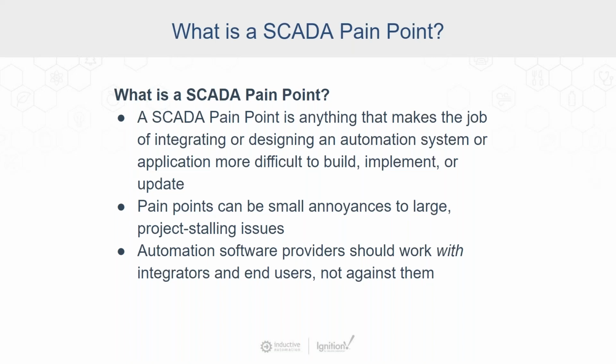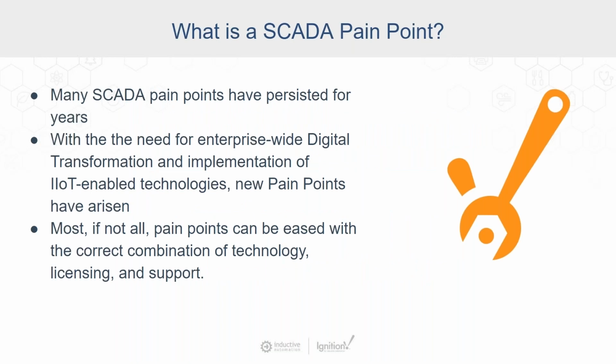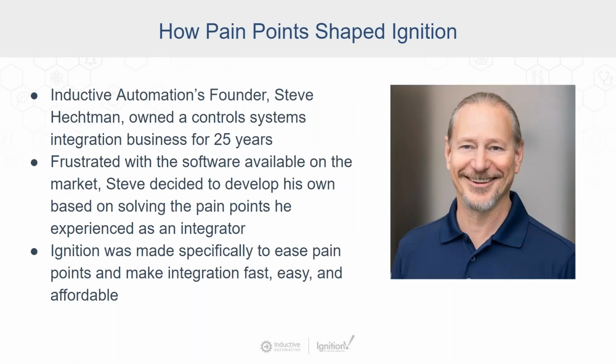To solve SCADA pain points, it's vital that automation software providers work with integrators and end users, not against them. And if you look back maybe 15 years, you'll find many of the same pain points in the automation industry as you do today. We're slow to change, but on top of that, with the increased need for enterprise-wide digital transformation and implementation of IoT-enabled technologies, there are some new pain points that also need to be addressed. That said, most, if not all, pain points can be eased with the correct combination of technology, licensing, and support. And obviously, we think that Ignition is the solution there.